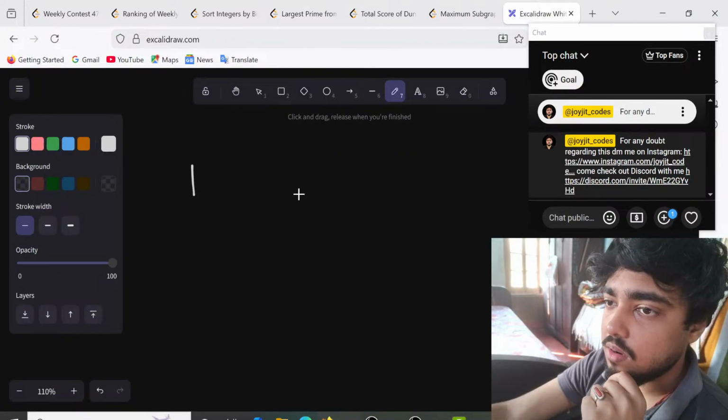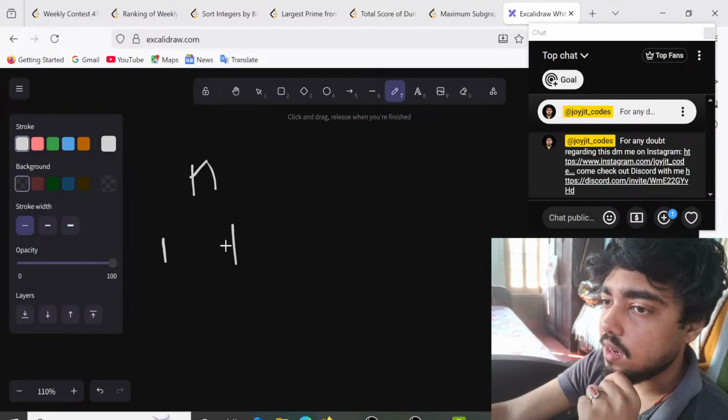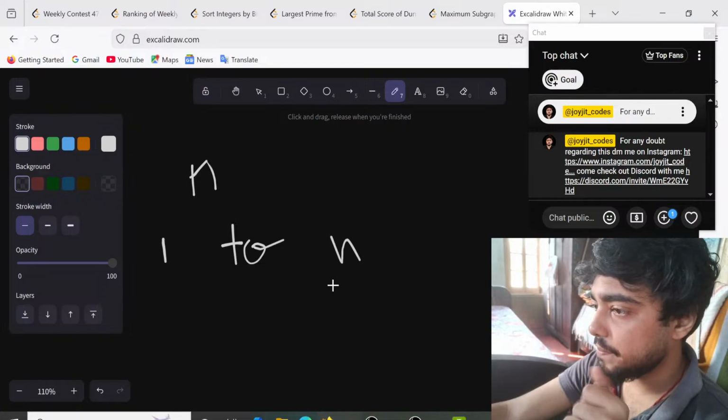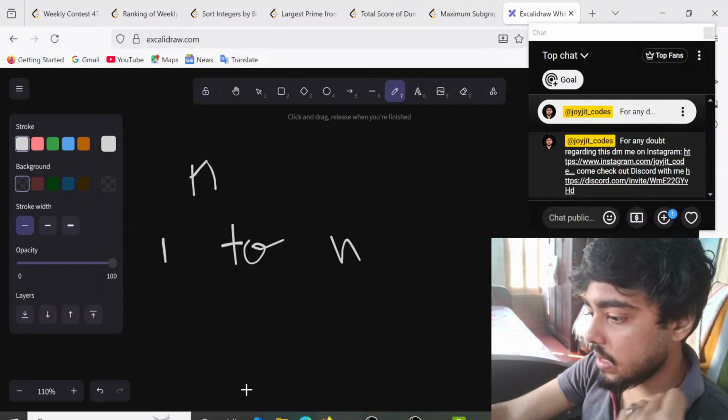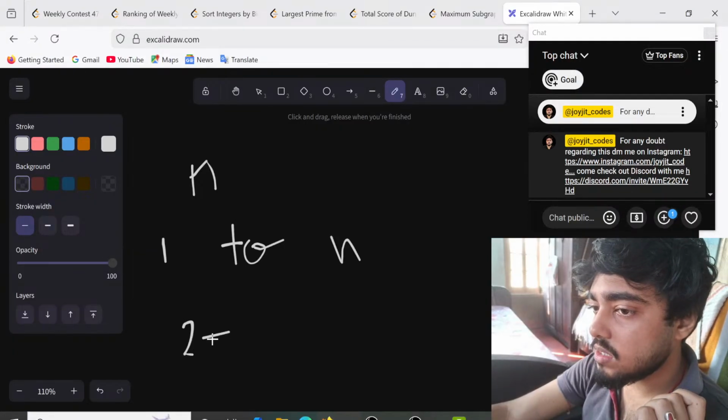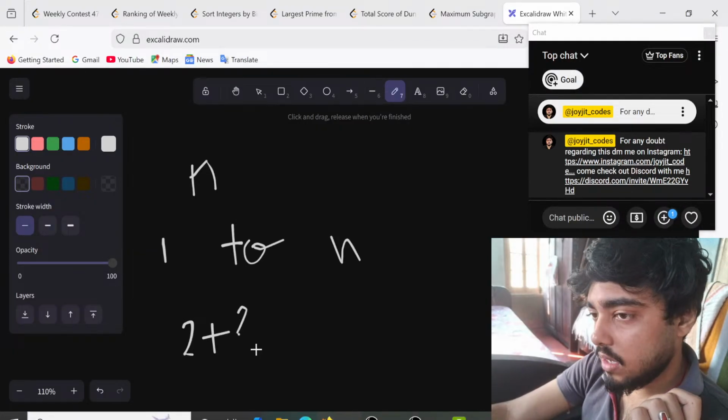You're given a value called n, okay? And from 1 to n, you have to check which is the largest prime number which can be represented as a sum of prime numbers starting from 2. So it's like 2 plus 3.